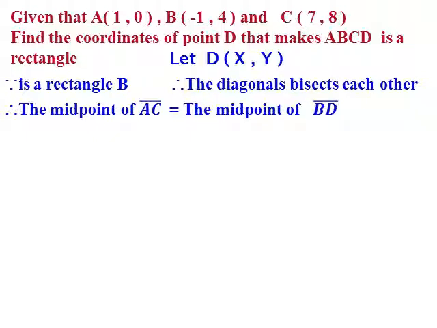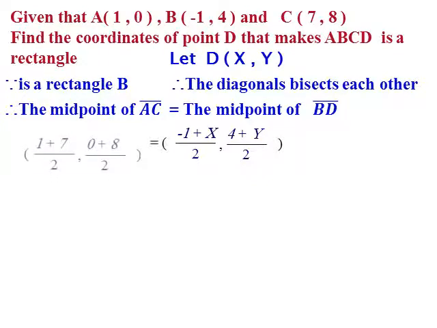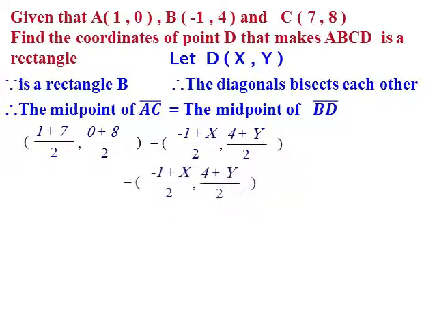First find the midpoint of AC. AC will be 1 plus 7 over 2 and 0 plus 8 over 2. And the midpoint of BD will be negative 1 plus x over 2, 4 plus y over 2. I have two equal ordered pairs. That means the x coordinate equals the x coordinate and the y coordinate of the first equals the y coordinate of the second. That means negative 1 plus x over 2, 4 plus y over 2 equals 4 comma 4.